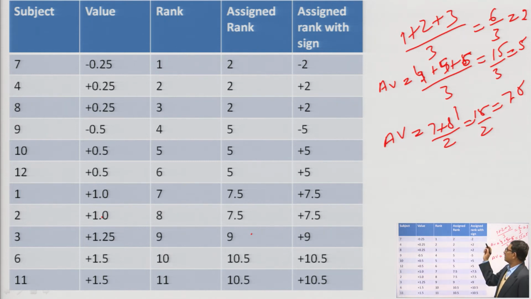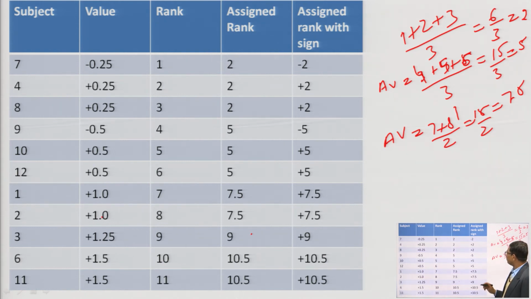Now we assign the sign to the assigned rank. So these are the assigned ranks with sign. This rank 2 is for minus 0.25, so we take minus, and this rank 2 is for plus 0.25, so we take plus. That means we assign the sign here according to the difference value.